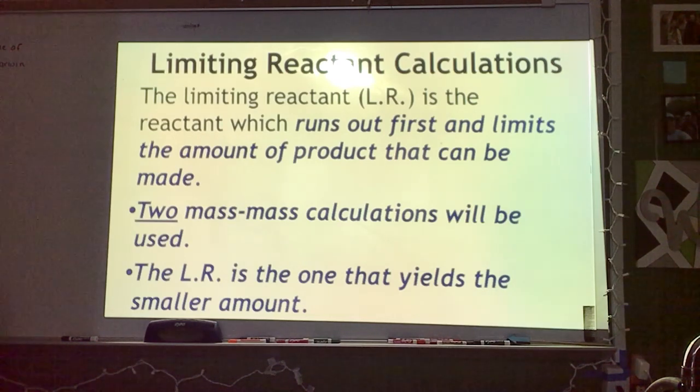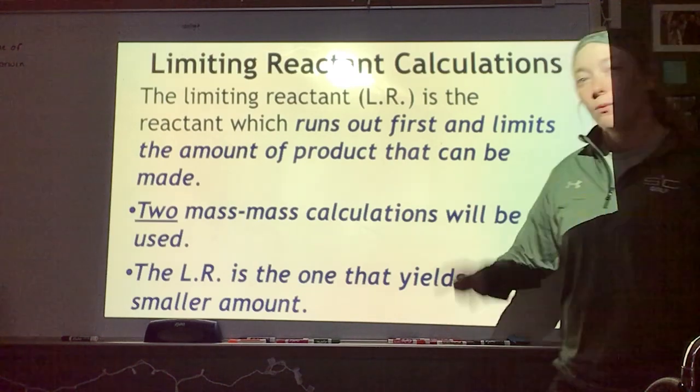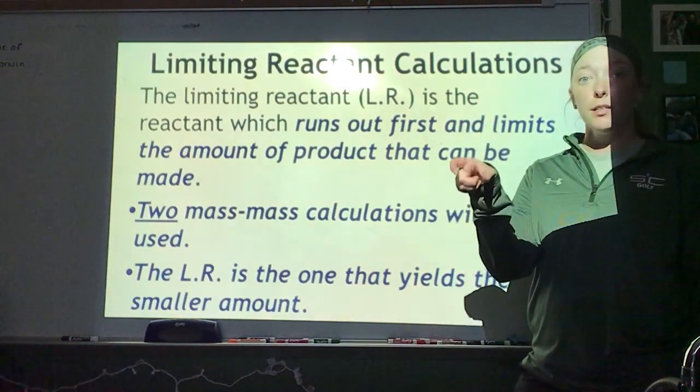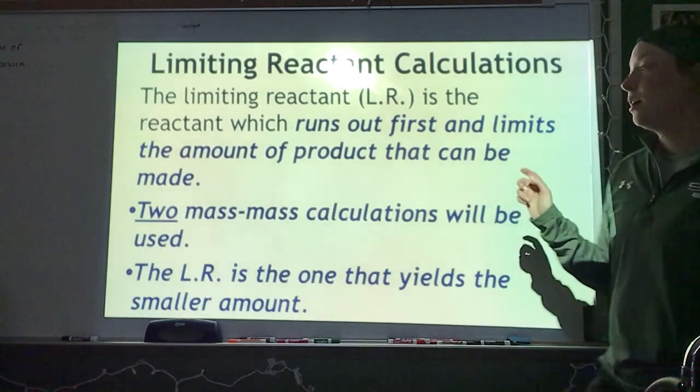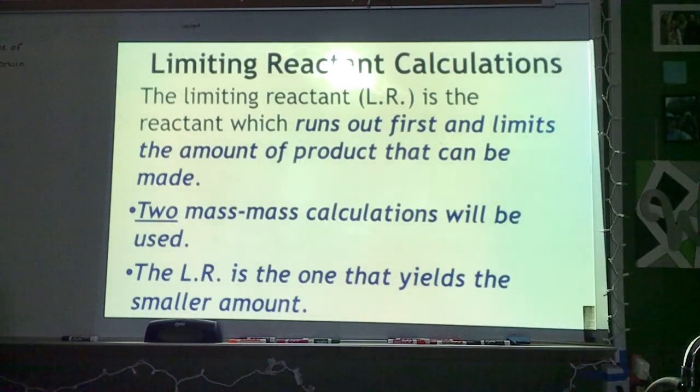The limiting reactant is always the one that yields the smaller amount. So anytime we're looking for the limiting reactant, we look at the final product. Whatever the smaller number is decides our limiting reactant.